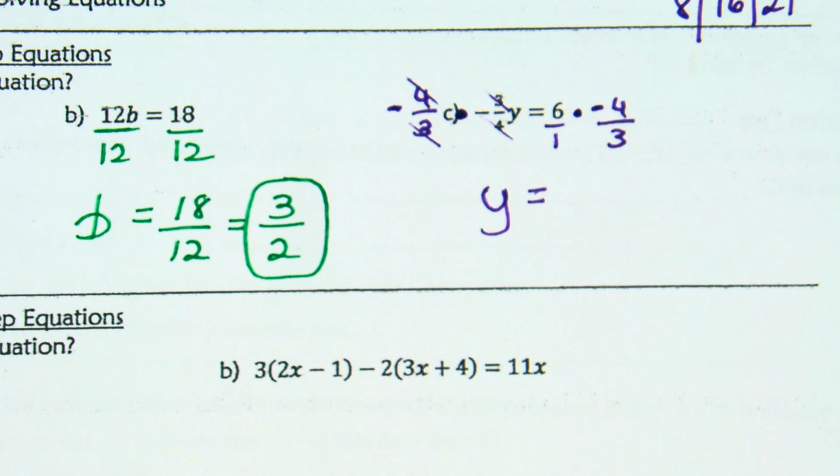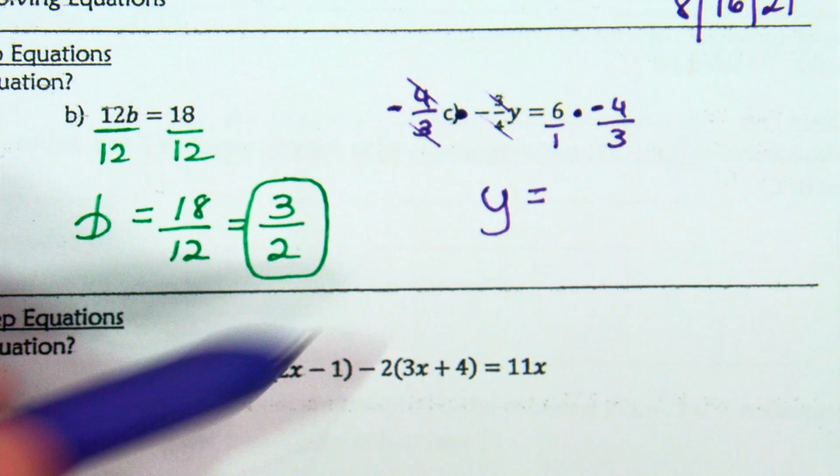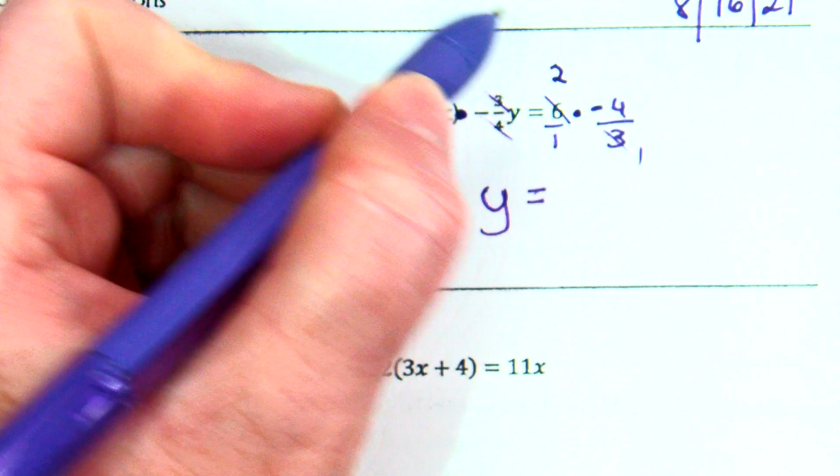I personally am a cross-canceler. I think that's a lost skill; not a lot of people like to cross-cancel anymore. But I personally, so I don't have to do as big a multiplication, 3 and 6 both divide by 3. 3 divided by 3 is 1. 6 divided by 3 is 2. And then 2 times negative 4 is what I have left, which is negative 8.